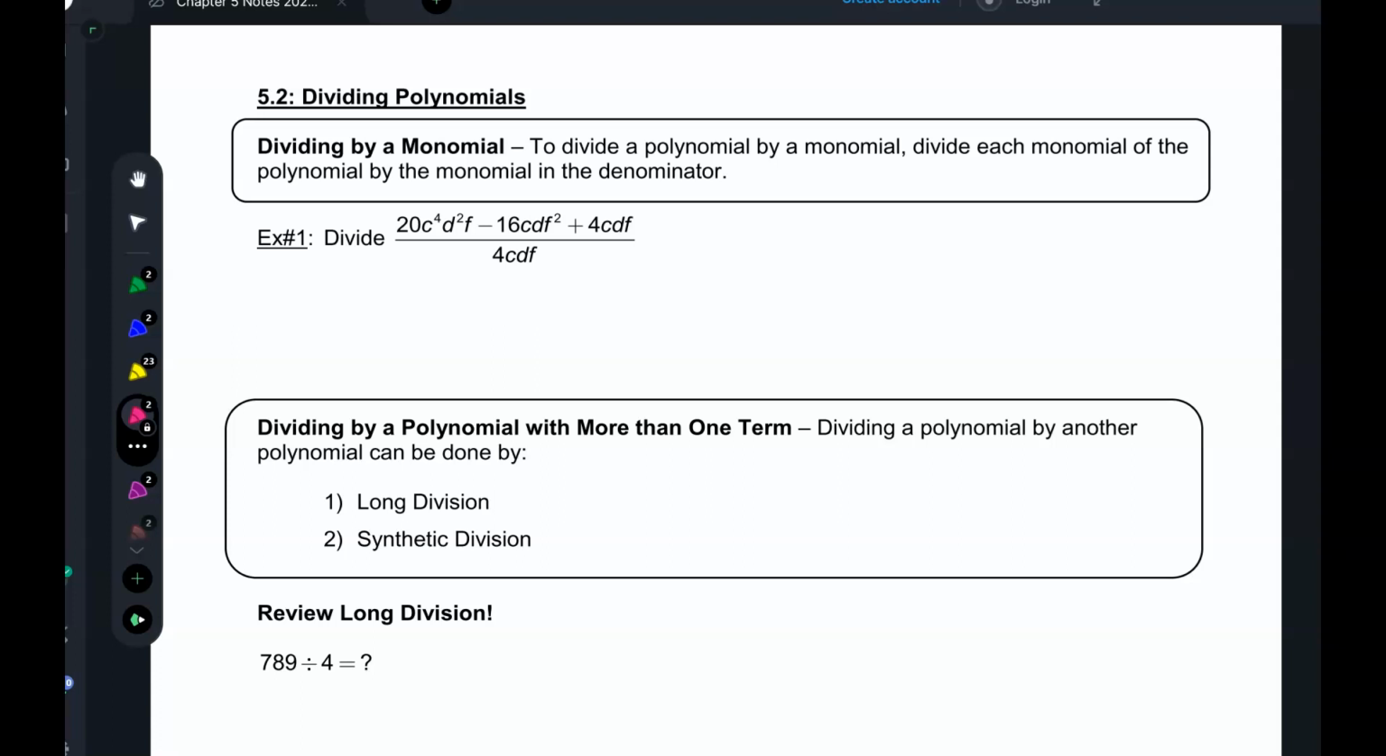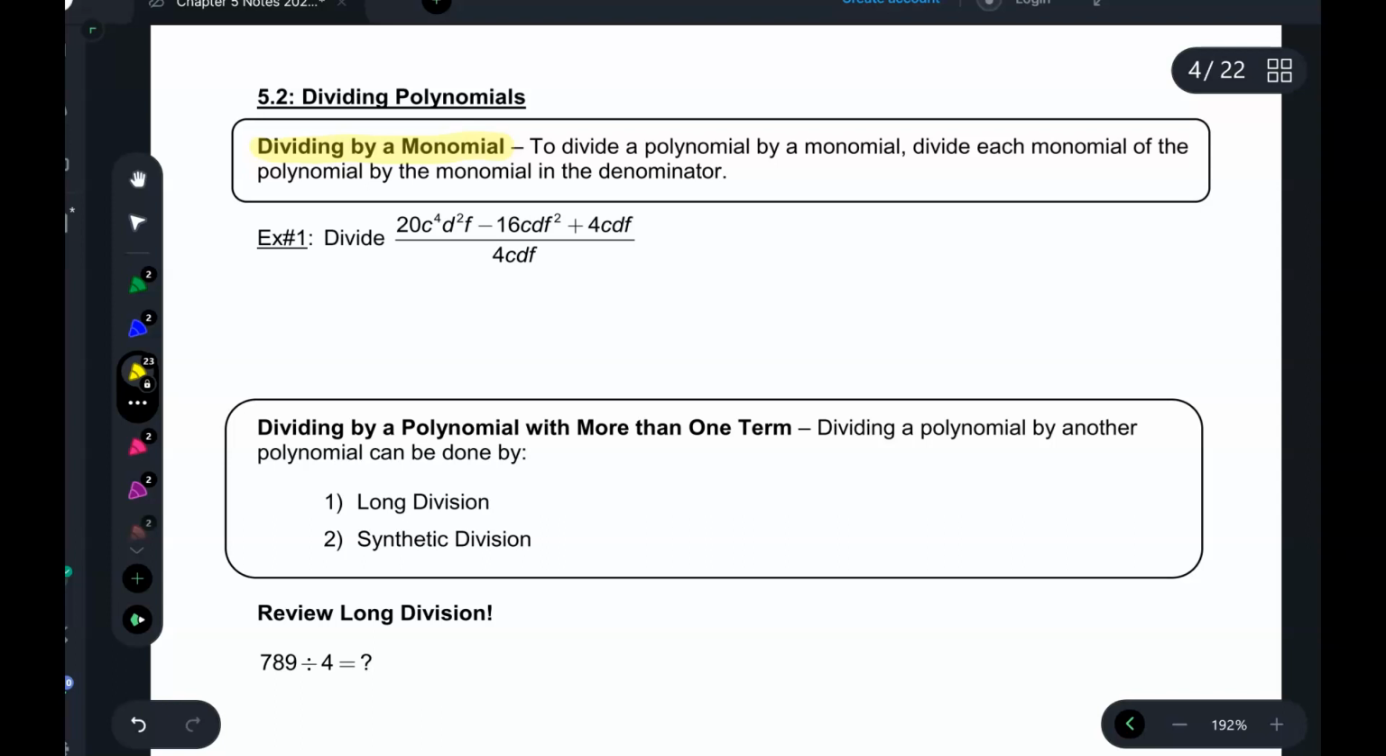Let's take a look at dividing by a monomial. What's a monomial again? That is one term. Okay. So when we divide by a monomial, we are going to divide each part of the numerator by that denominator.